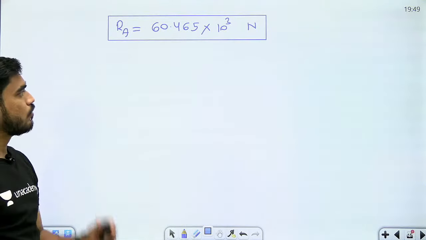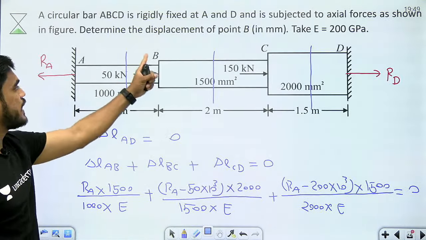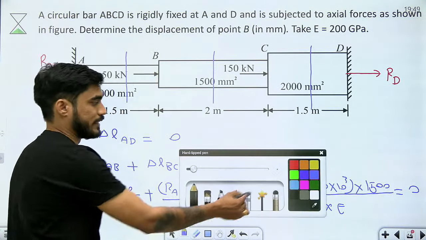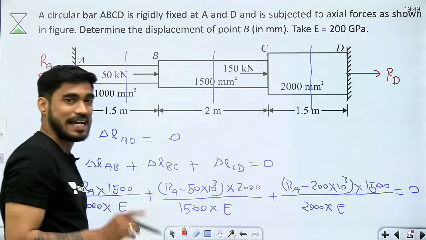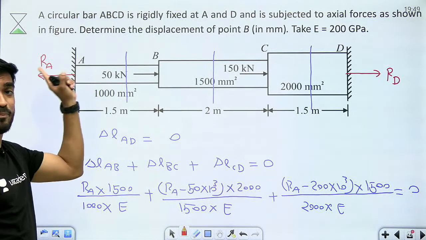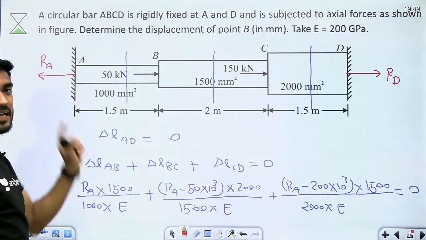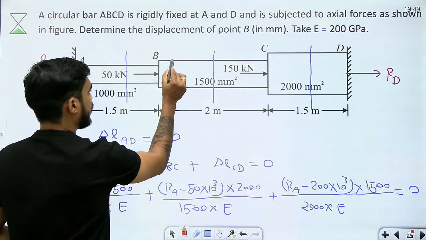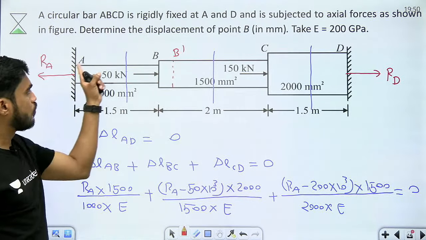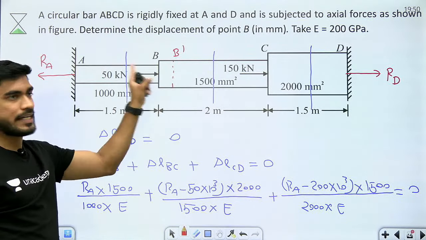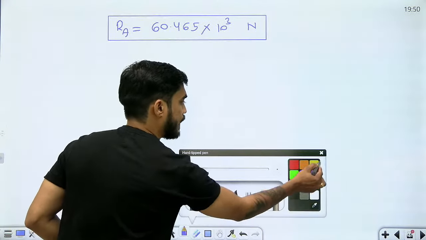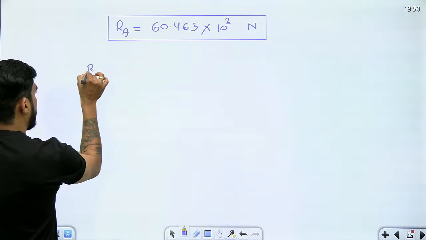Okay. Now, I want the displacement of B. So beta, what is going to happen? RA is positive, which means my assumption is right. It is in this direction, so there will be tension. So B will go to B dash. If I calculate the change in length from A to B, it will give me BB dash, the displacement of B.